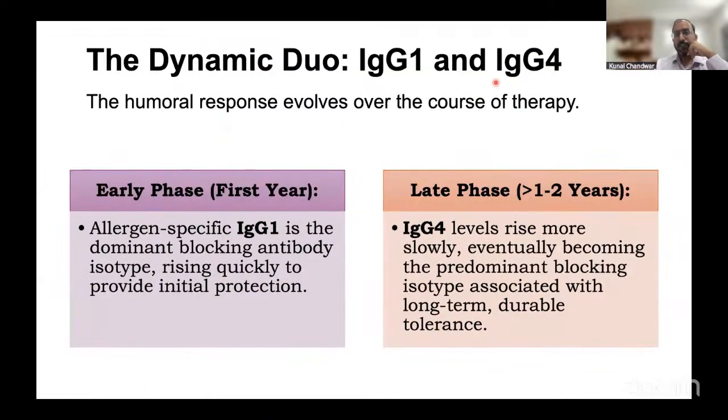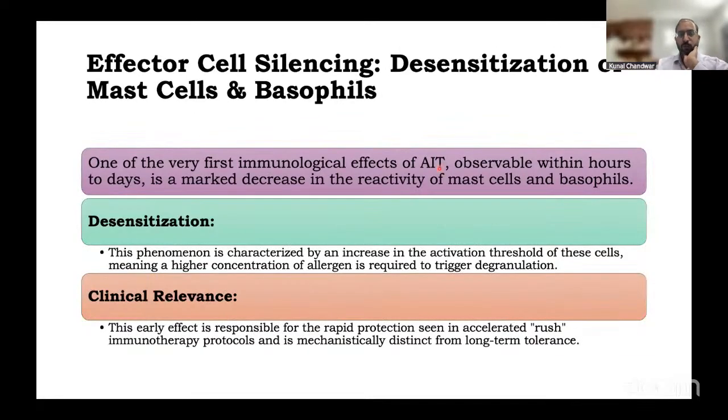So both the IgG1 and the IgG4 are very important. In the early phases of the immunotherapy, it is more IgG1 that is the dominant blocking antibody, rising quickly to provide initial protection. Whereas in the late phases, it is more IgG4 that rises slowly and causes long-term durable tolerance. And we'll see how this goes about. Also, the earliest manifestation is by effector cell silencing. Once you start your rush immunotherapy, it does take time for the IgG4 or the IgG1 to form.